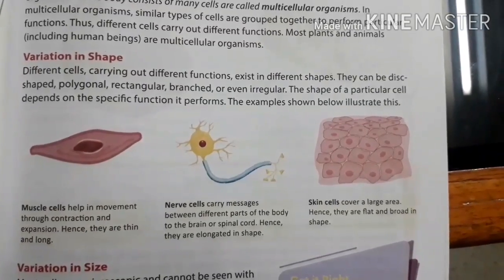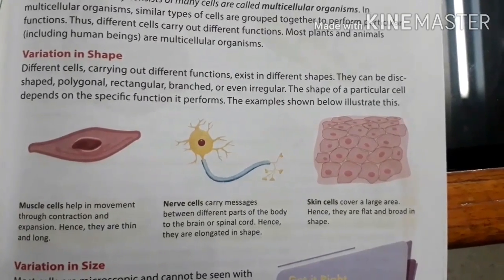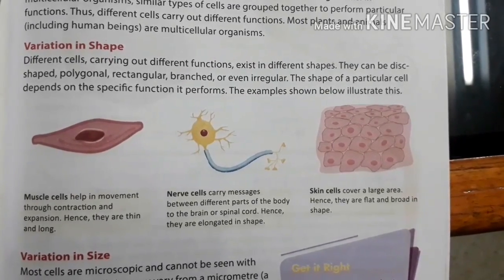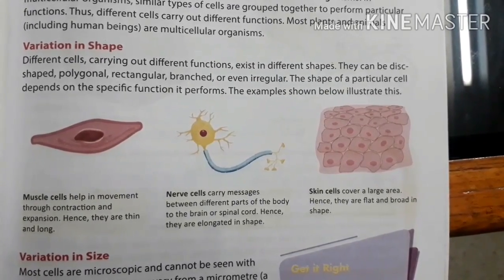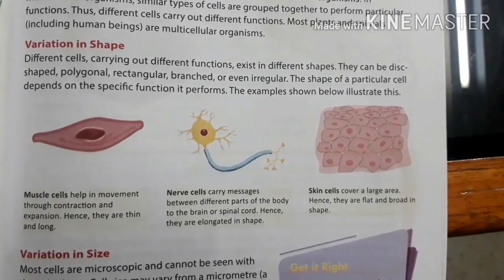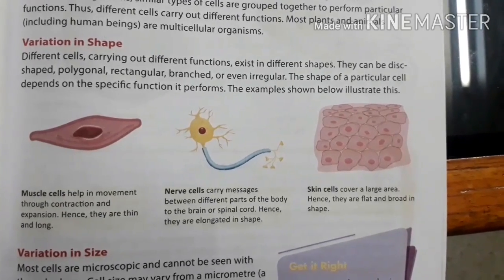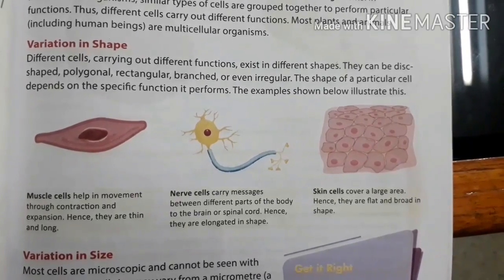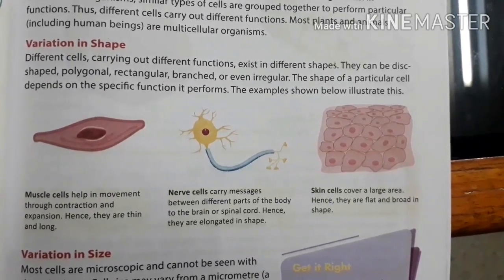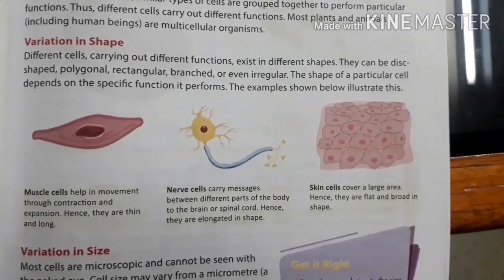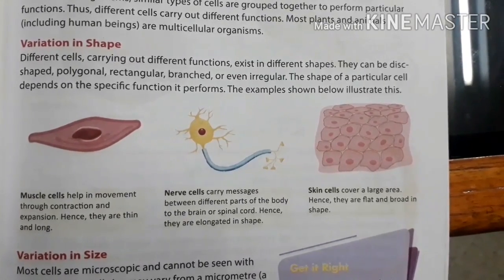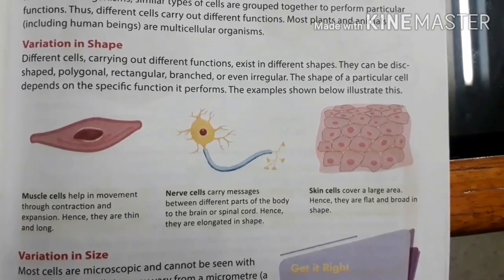These are the structures of the cells. Muscle cells help in movement through contraction and expansion, hence they are thin and long, so that they can easily contract and relax. Next are nerve cells. They carry messages between different parts of the body and the brain or spinal cord, hence they are elongated in shape.